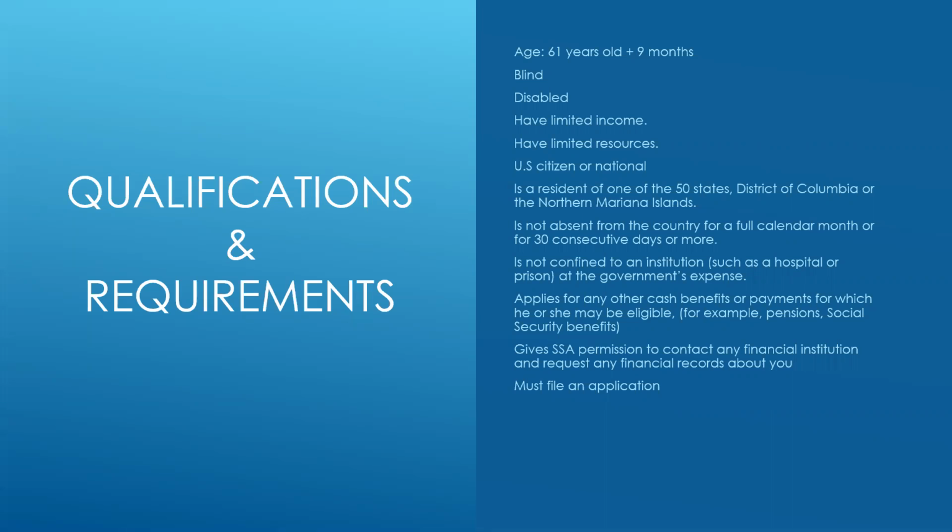You cannot be absent from the country for a full calendar month or for 30 consecutive days or more. You cannot be confined to an institution such as a hospital or prison at the government's expense. You must apply for any other cash benefits or payments for which you may be eligible, for example, pensions or Social Security benefits. And you give SSI permission to contact any financial institution and request any financial records about you. And obviously, you must fill out an application.